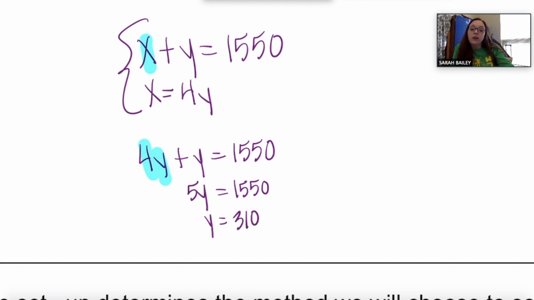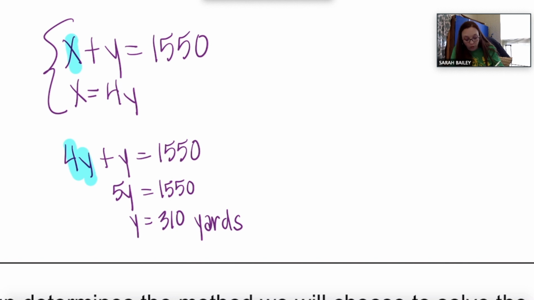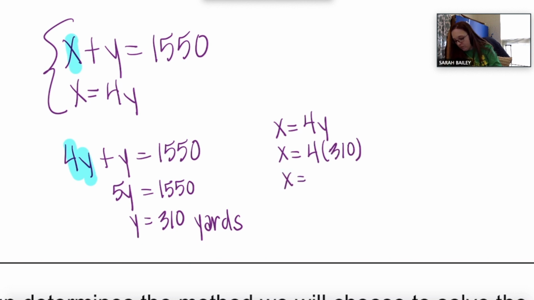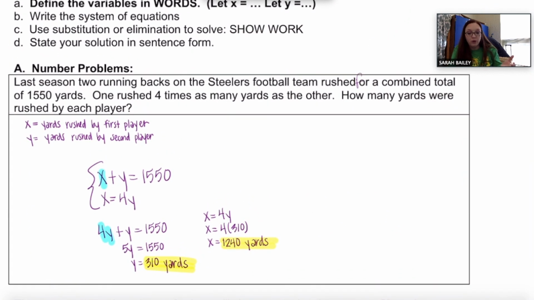So it means one of the players rushed 310 yards. Now let's find how many yards the first player rushed. So now I need to find x. Well, x is equal to 4 times y. So x would be equal to 4 times 310. So that's 1,240 yards. So that's how many yards each player rushed. So let's see if we answered the question. How many yards were rushed by each player? Boom, we've got it.